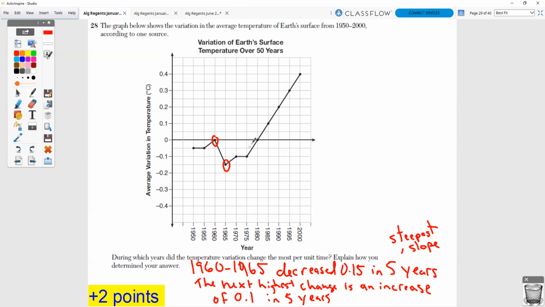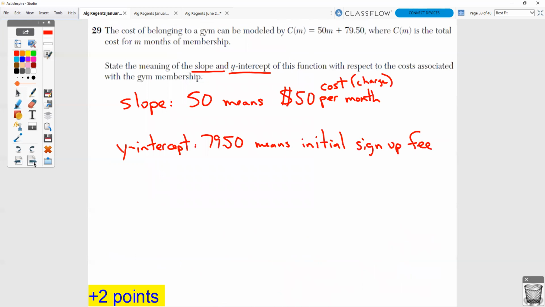So the next highest would be a 0.1 change over 5 years compared to a 0.15 change over the 5 years. So in between here and here is your biggest change. So 1 point for the answer of 1960 to 1965, and 1 point for your explanation that it's the steepest slope, or you found that it was 0.15 in 5 years.